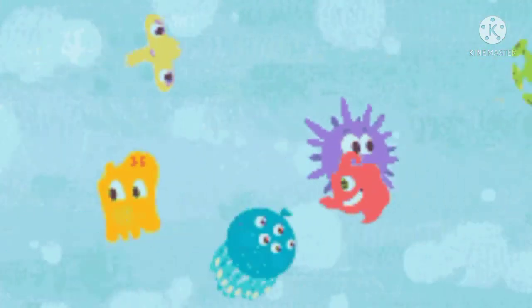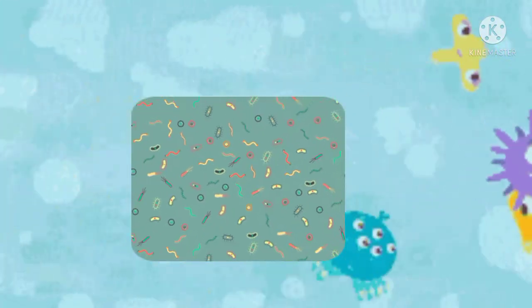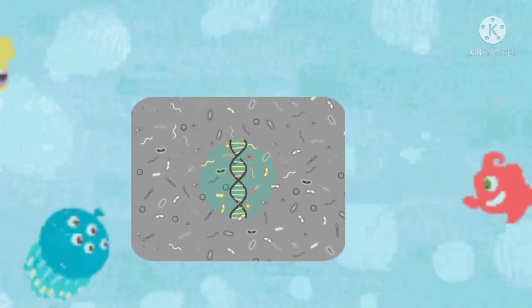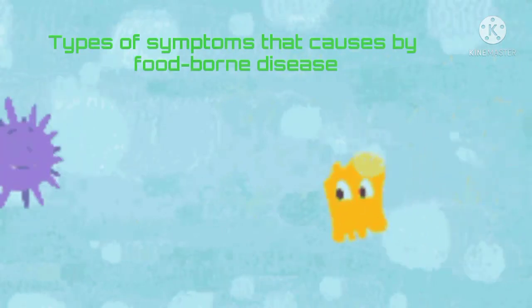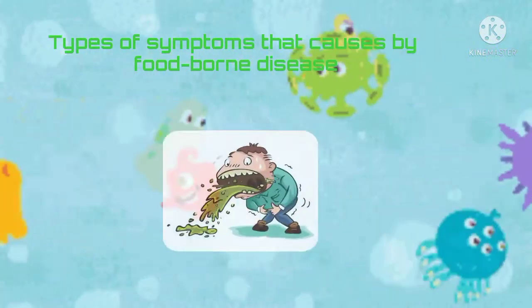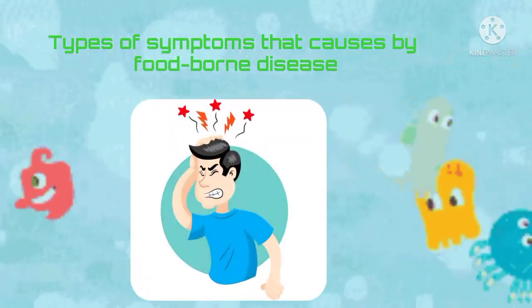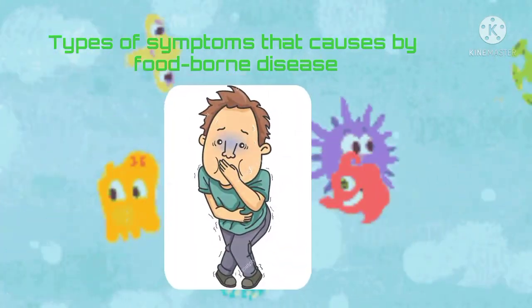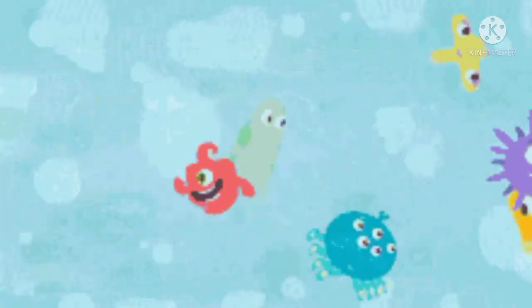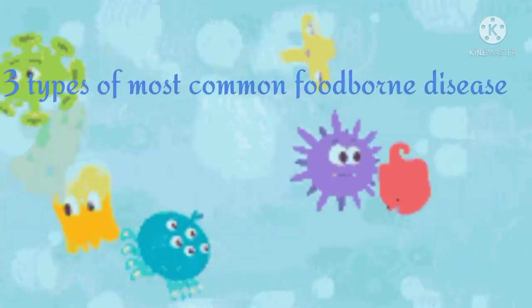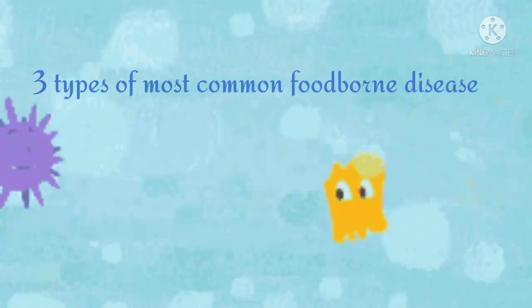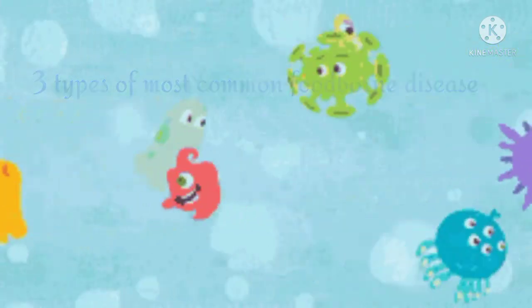There are many types of foodborne disease, and most of them have the same symptoms such as diarrhea, vomiting, headache, nausea, and even more. In this video, we are going to give you 3 types of the most common foodborne disease.